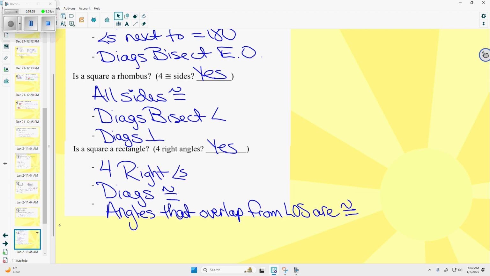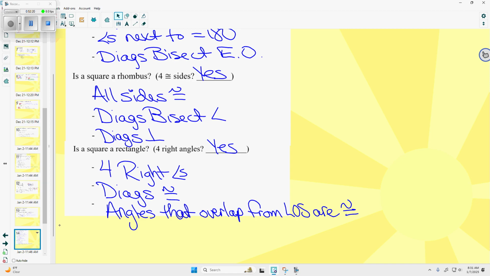So if you're looking for one-stop studying opportunity, this page is kind of helpful in that it has all of the different properties of your parallelogram, rectangle, and rhombus all on it because the square has all of them. So if you're looking for something to help you with studying, that's the spot to go.